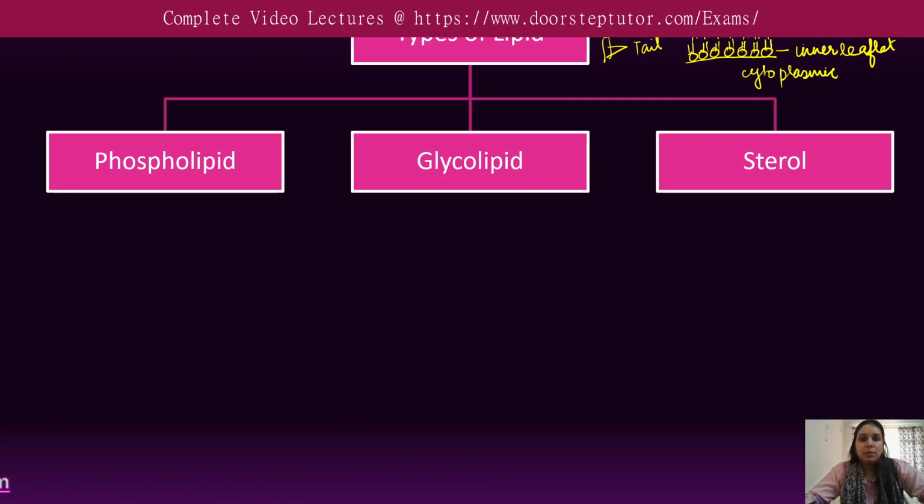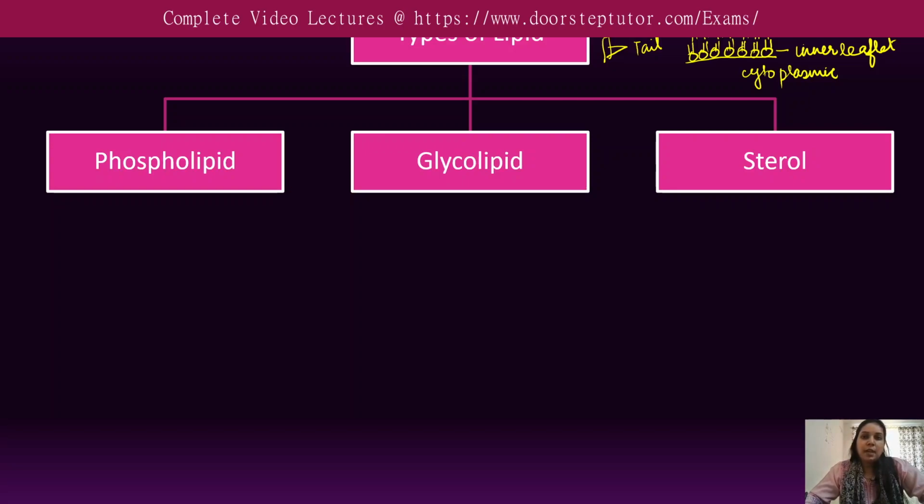Therefore, the lipid bilayer is arranged in such a way that the head portion is toward the aqueous environment, and the hydrophobic tail part forms the center of the bilayer, thus forming the hydrophobic core where both the tails interact with each other. So this is the basic structure of the lipid and how they arrange in the plasma membrane.